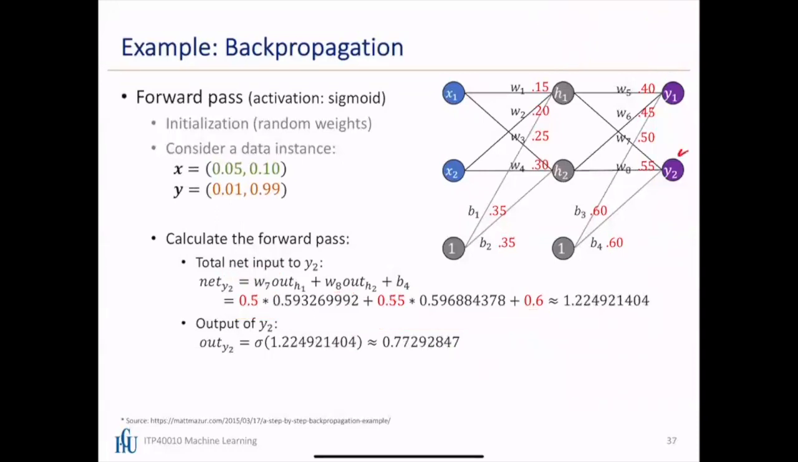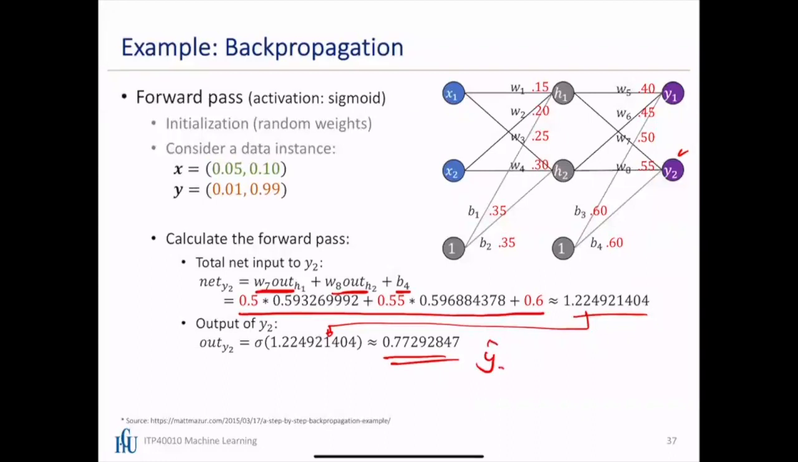Now let's move on to Y2. Y2 gets W7 times the output of H1, W8 times the output of H2, and B4. Collecting all the numbers and doing the algebra, you plug in and get the output of Y2. So using the initial random weight values, you can simply plug in the input value, then you can get the prediction. This is exactly the same as the prediction algorithm, and at the same time half of the backpropagation algorithm as well.